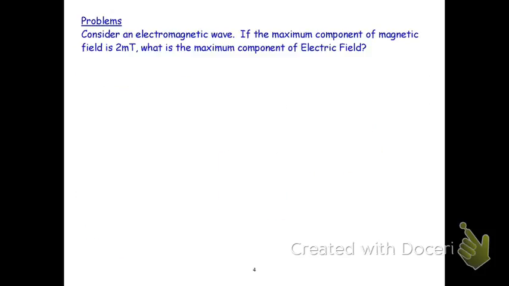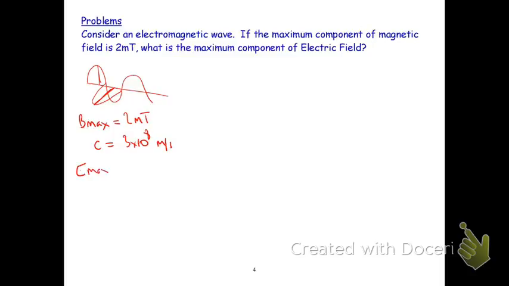We say electromagnetic wave, and we say that Bmax is equal to 2 millitesla. And I know that C is equal to 3 times 10 to the 8 meters per second. You should know that. So I want to find out what my Emax is. What's the maximum electric field? And I go, C is equal to Emax over Bmax.